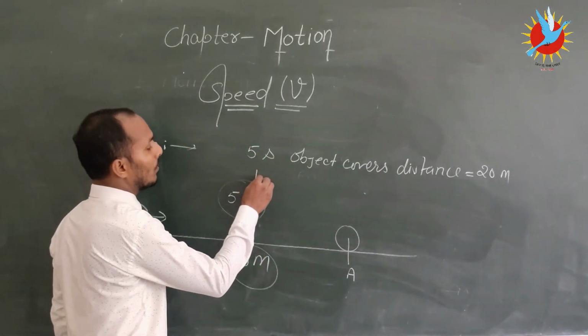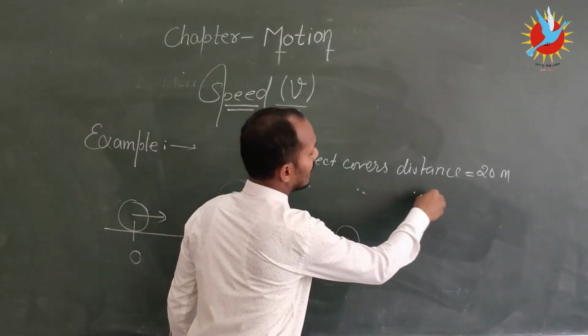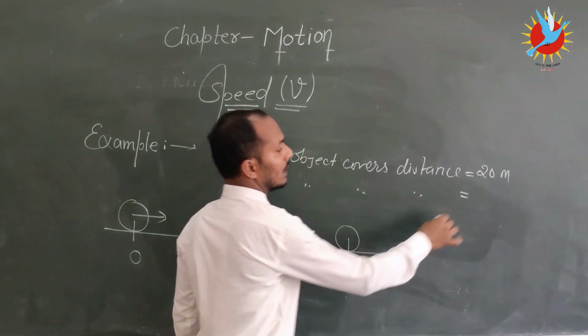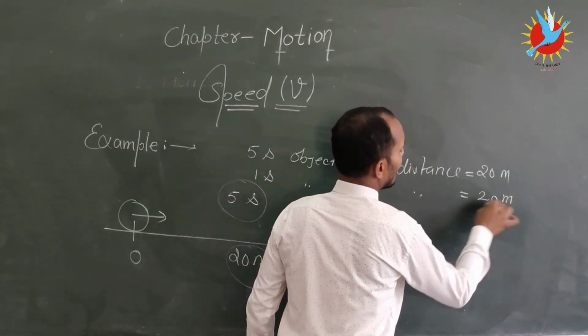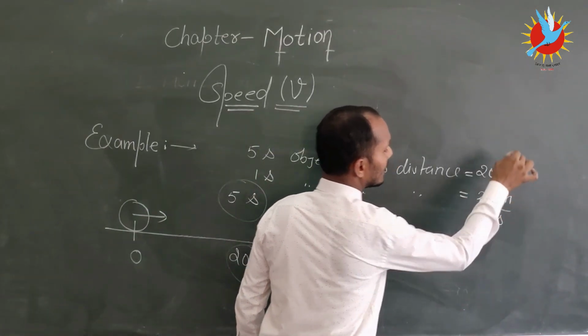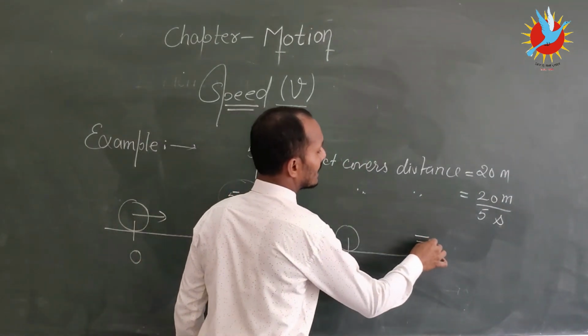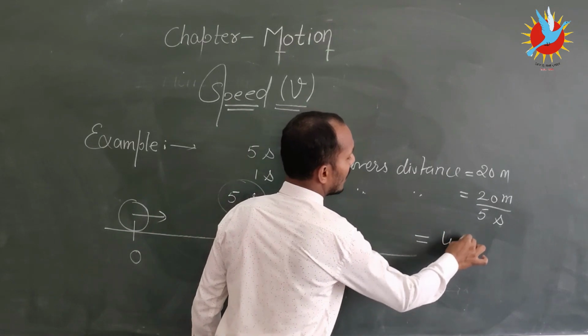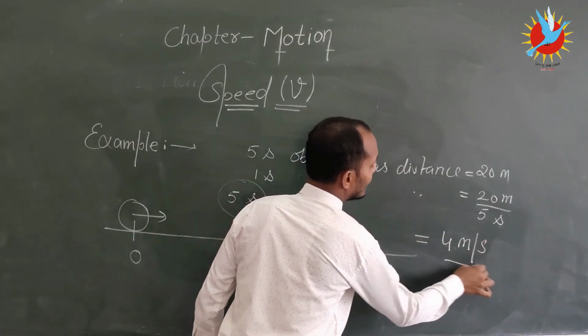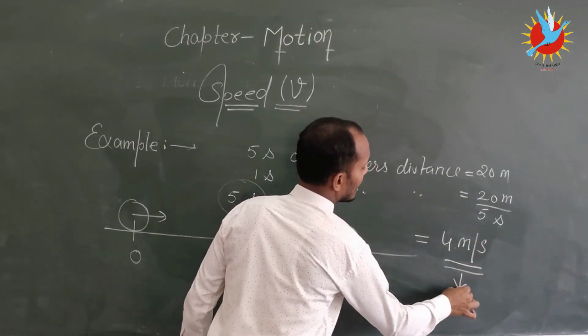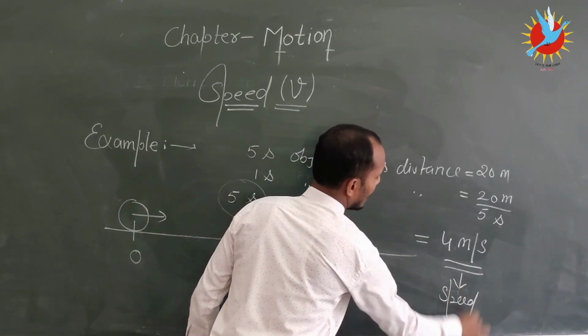Then the question is, in 1 second how much distance does it cover? It covers 20 meters in 5 seconds, so 20 meters divided by 5 seconds means it covers 4 meters per second. That is known as speed.